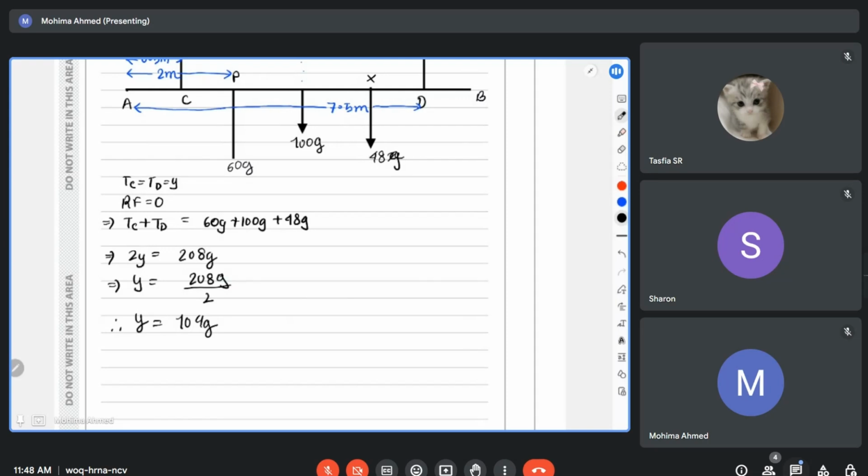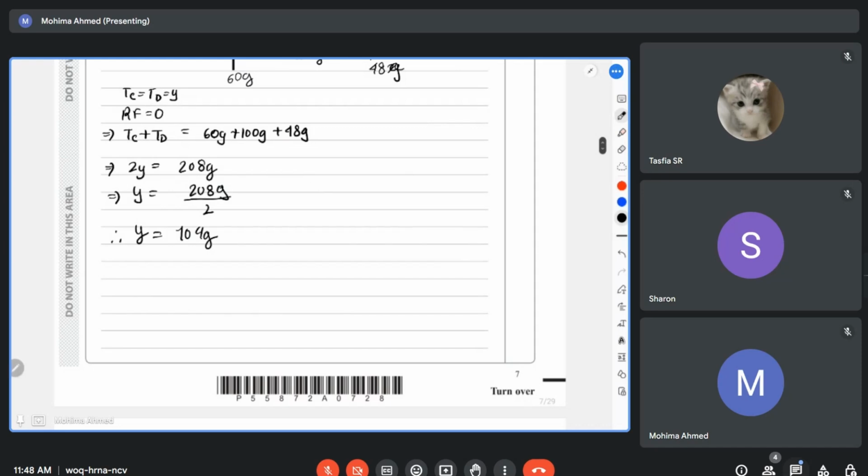Using this concept, you can calculate the value for X by taking moment from point A. So we will now write, taking moment from point A, the sum of moment. Sorry, not momentum. Sum of anti-clockwise moment is equal to sum of clockwise moment.